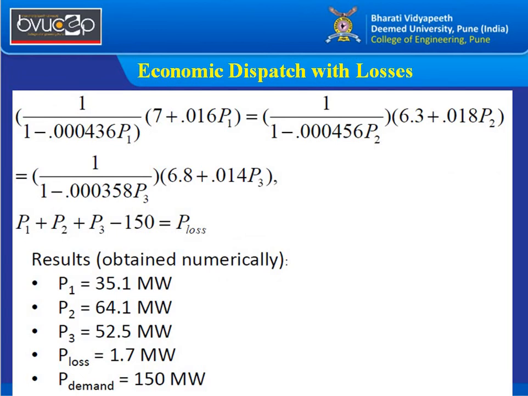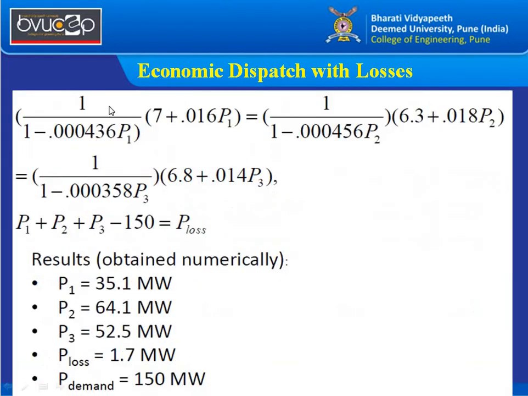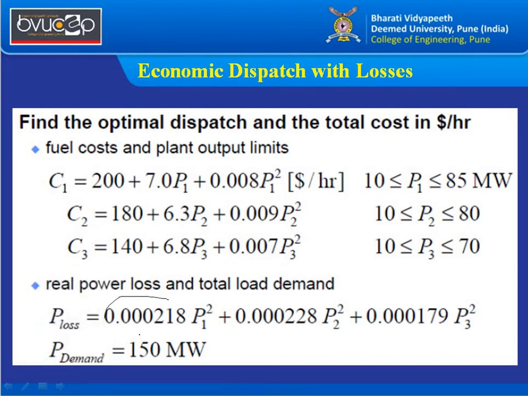It is somewhat different now. This parameter is 1 upon 1 minus the derivative of the loss, or we can say it is 2 times this particular term, that is beta, the loss coefficient. So I will just mention here, these three terms are going to be the loss coefficients.